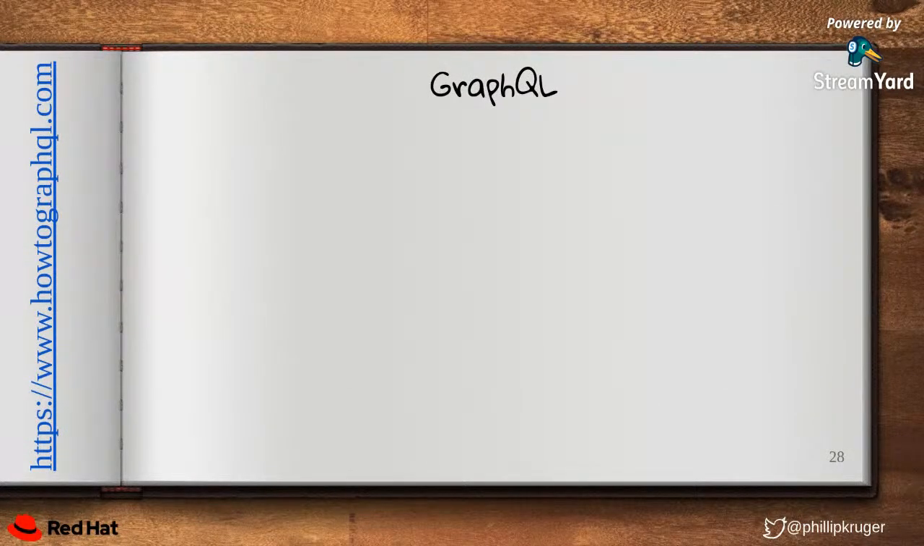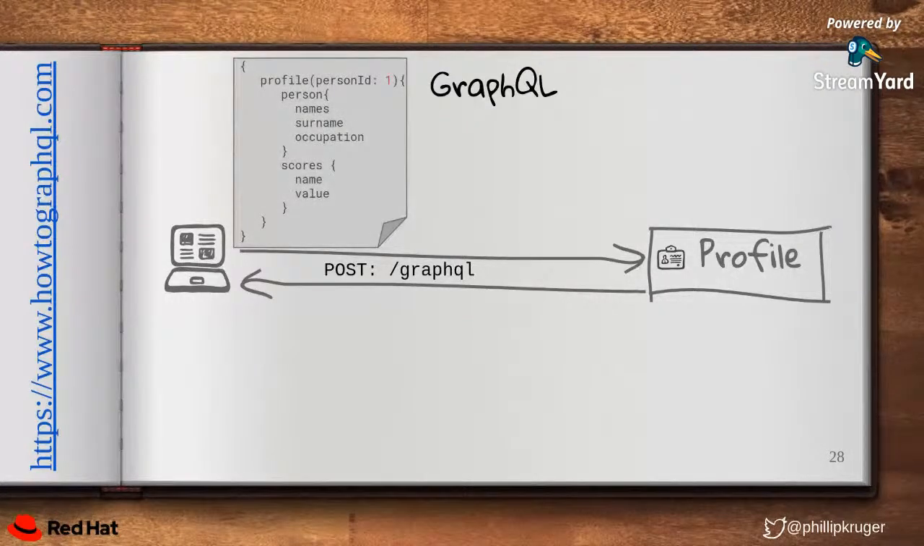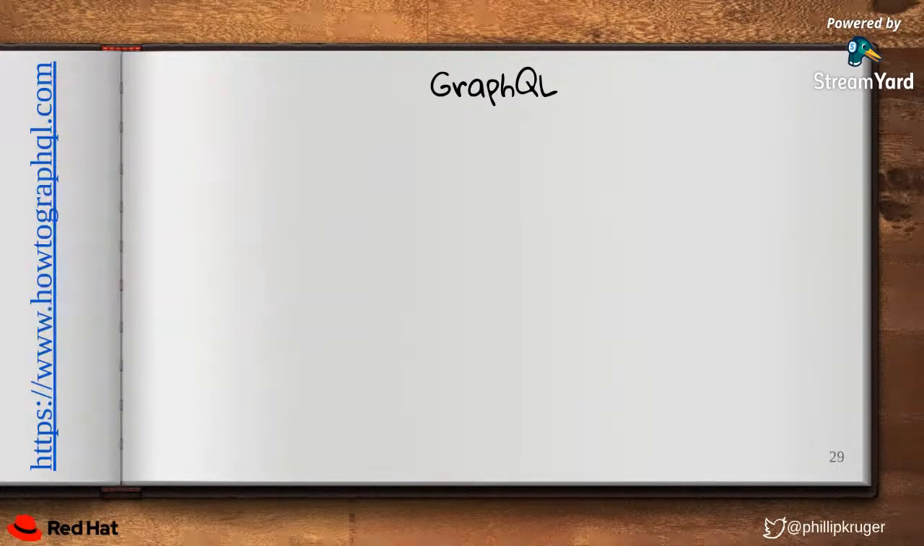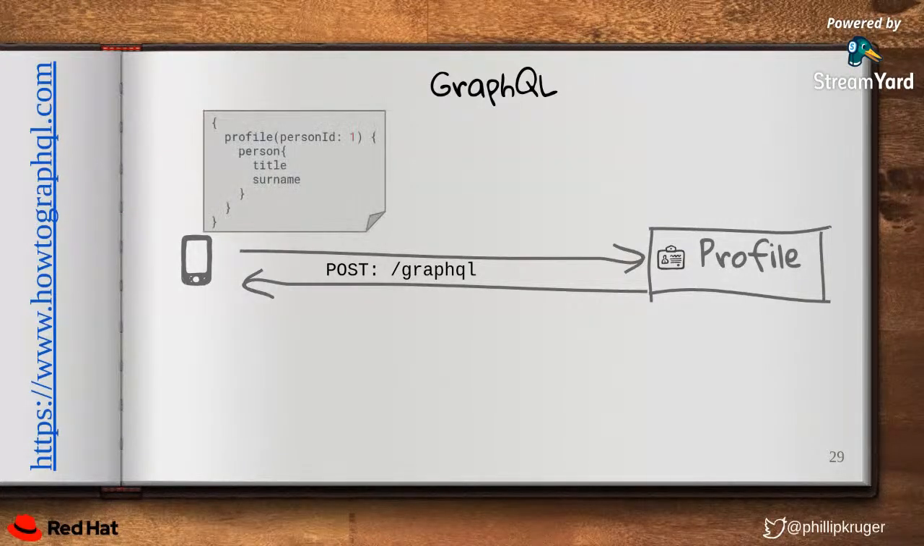In GraphQL, you can make a call to the profile endpoint. You can tell it exactly what you want, and it will return exactly that, which means the web team can ask for specific data, and the mobile team can use that same endpoint, ask a different question, maybe for less data, and they'll get less data.